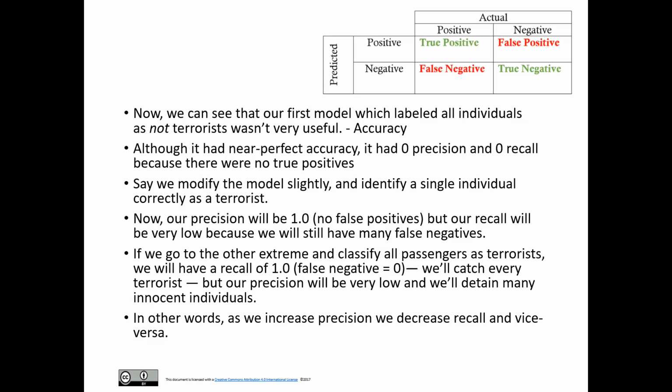If we go to the other extreme and classify all passengers as terrorists, we will have a recall of 1. False negatives equals 0. We'll catch every terrorist, but our precision will be very low and will detain many innocent individuals. And so that's really the little game that you're playing with these things, right? Do you miss many, or do you catch all of them, but they're just drowning in the noise? So in other words, as we increase precision, we decrease recall and vice versa, okay?